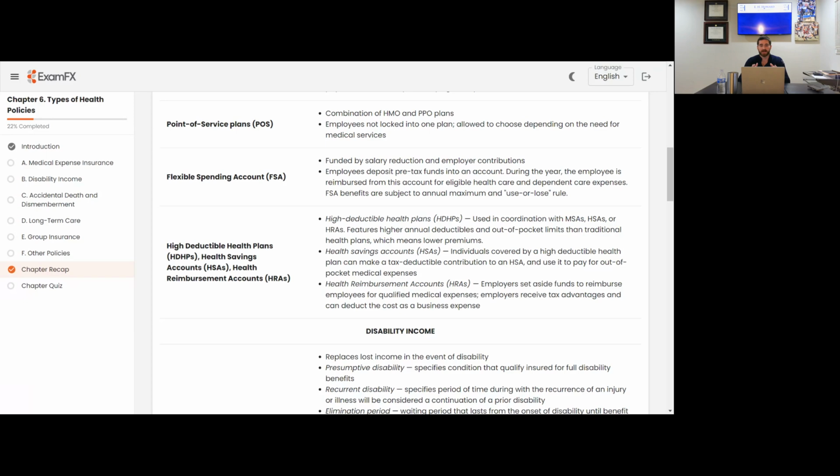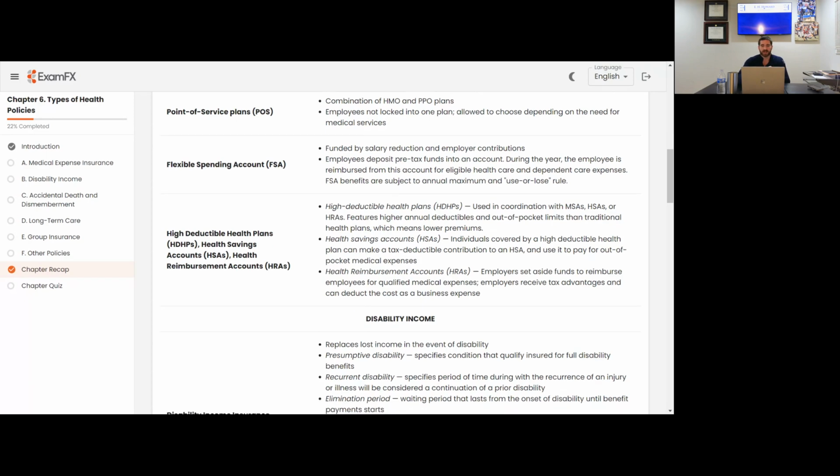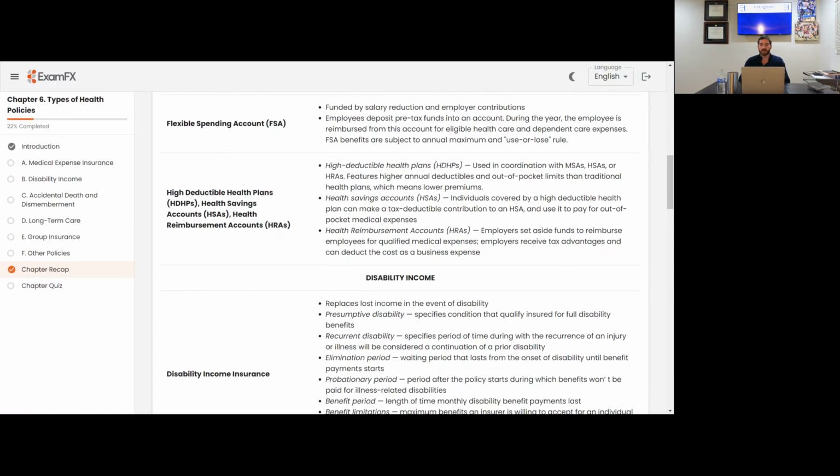And then flexible spending account, FSA, funded by salary reduction and employer contributions. So typically that might come out of your salary a little bit, but you're going to have some employer contributions. Employees deposit pre-tax funds into the account. During the year, the employee is reimbursed from this account for eligible healthcare and dependent care expenses. FSA benefits are subject to an annual maximum or a use it or lose it rule.